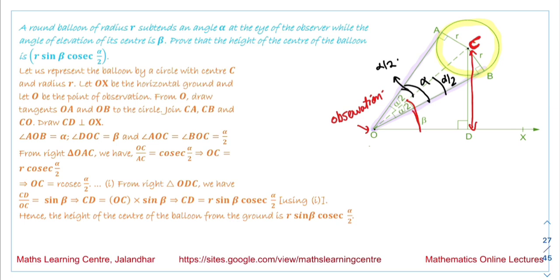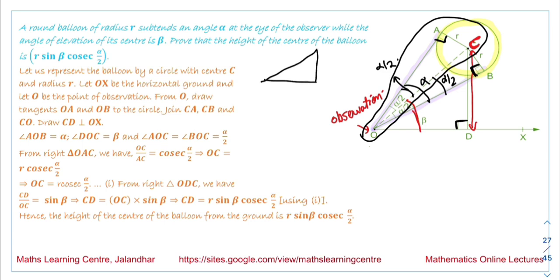So by the properties of the circle, we know that OA is the tangent, so this angle is 90 degrees. OB is the tangent, so this angle is 90 degrees. This angle at D is 90 degrees. So from the triangle OAC, I'm again drawing this triangle over here. This angle at A is 90 degrees. Then this angle at O is alpha by 2, and this is the point C.